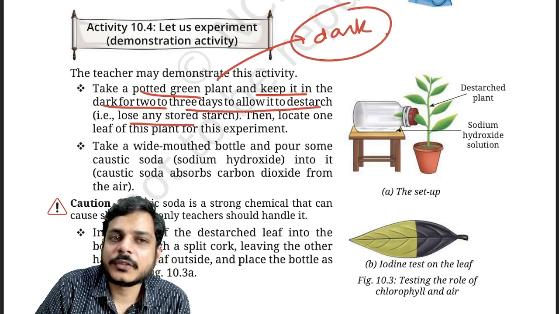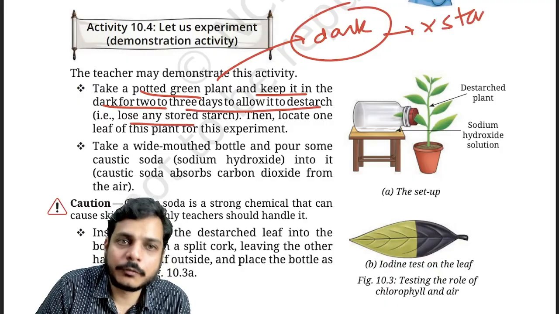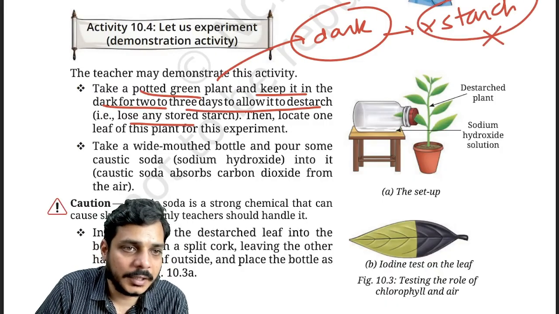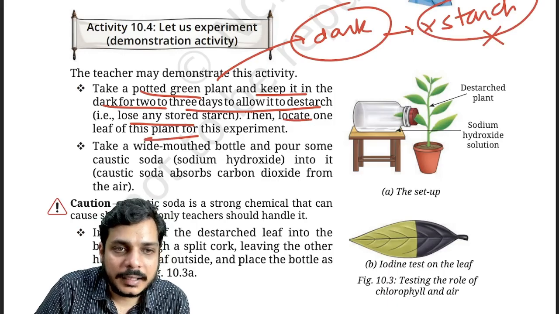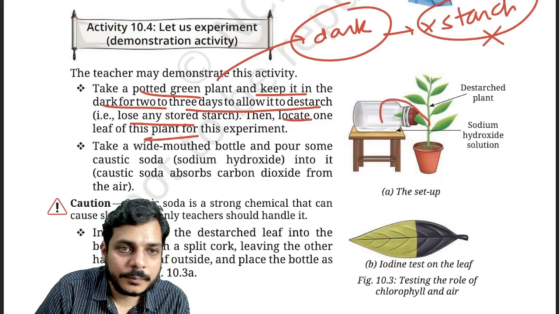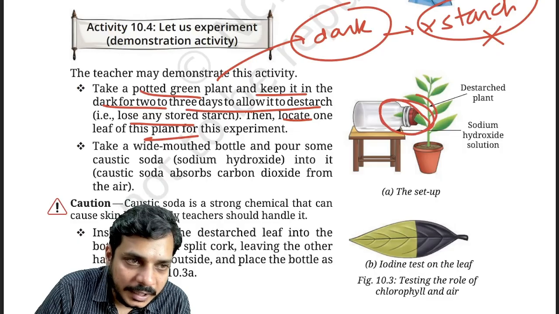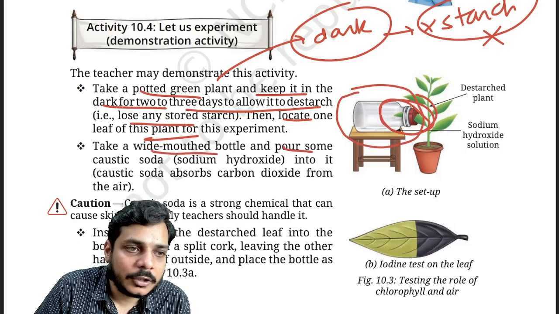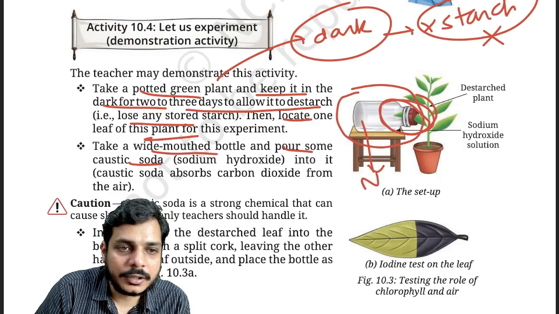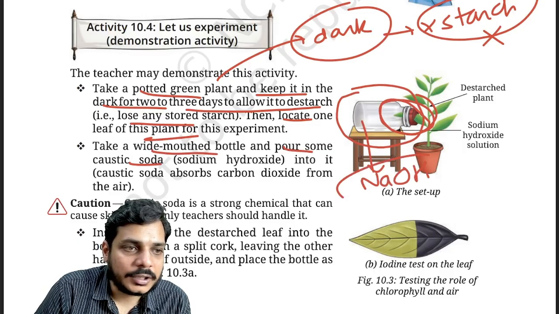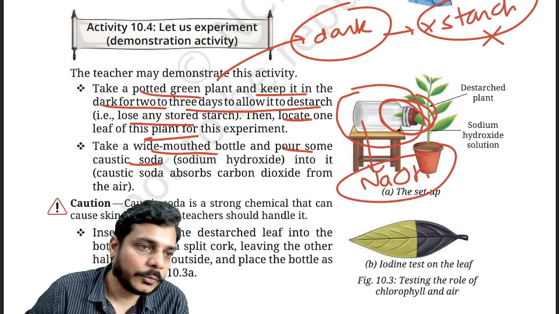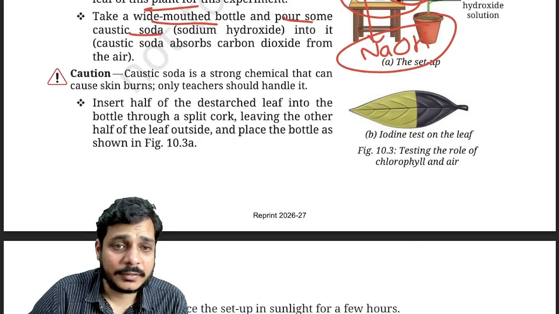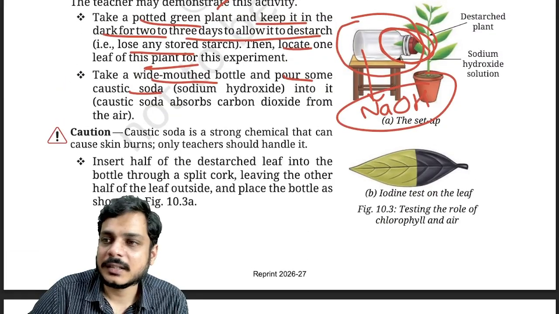That means it should be devoid of any form of starch. It should not contain any amount of starch within it, so that we are ready for our experiment. Then locate one leaf of this plant. Let us say this is the leaf. What do we do with this leaf? We take a wide mouth bottle like this, and we pour some caustic soda, sodium hydroxide, into this. Then after this, you keep it in sunlight.